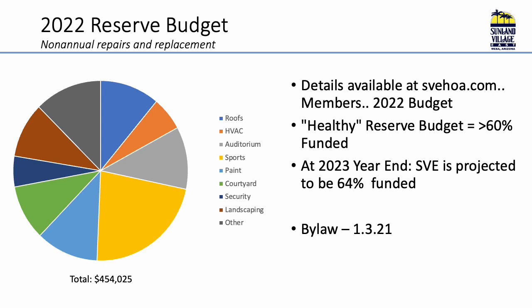So at the end of next year, at the end of 2023, we project that our reserves will be 64% funded. To learn more about the reserve budget, you can check out Bylaw 1.3.21.